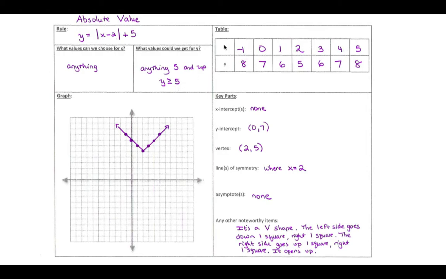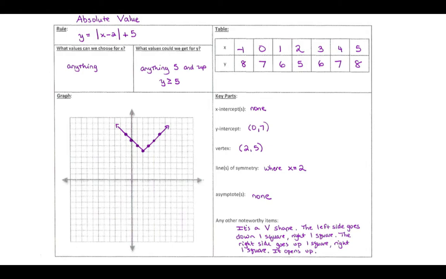So I went ahead and I picked some various numbers. Now you notice I didn't pick the same numbers as the linear family. So part of what you might want to figure out is why these 7 numbers and not the same 7 as linear. And I got my y answers and I went ahead and graphed them and I got this interesting shape. This particular graph had no x-intercepts. It never crosses. It has a y-intercept at 0, 7. It has a vertex at 2, 5.